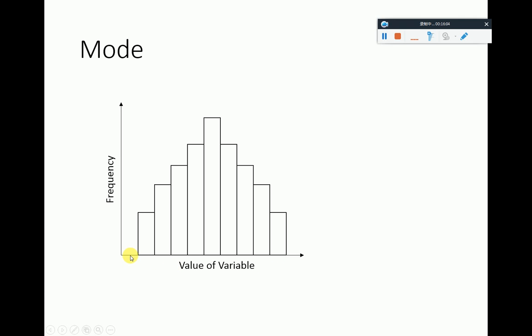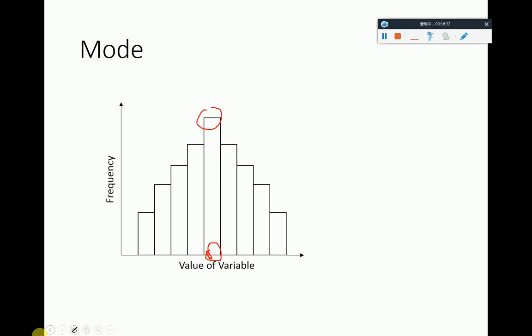Given that on the x-axis we have the value of the variables, and on the y-axis we have frequency, the number of times that each value occurs, very easily you would say, mode is right here, because value is on the x-axis. So this is the mode because it occurs the most often.